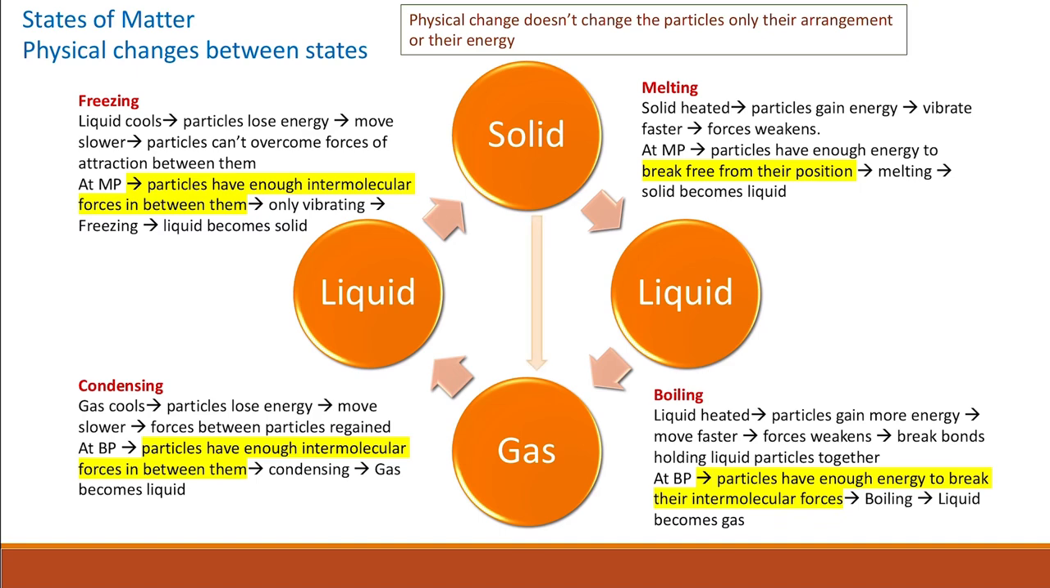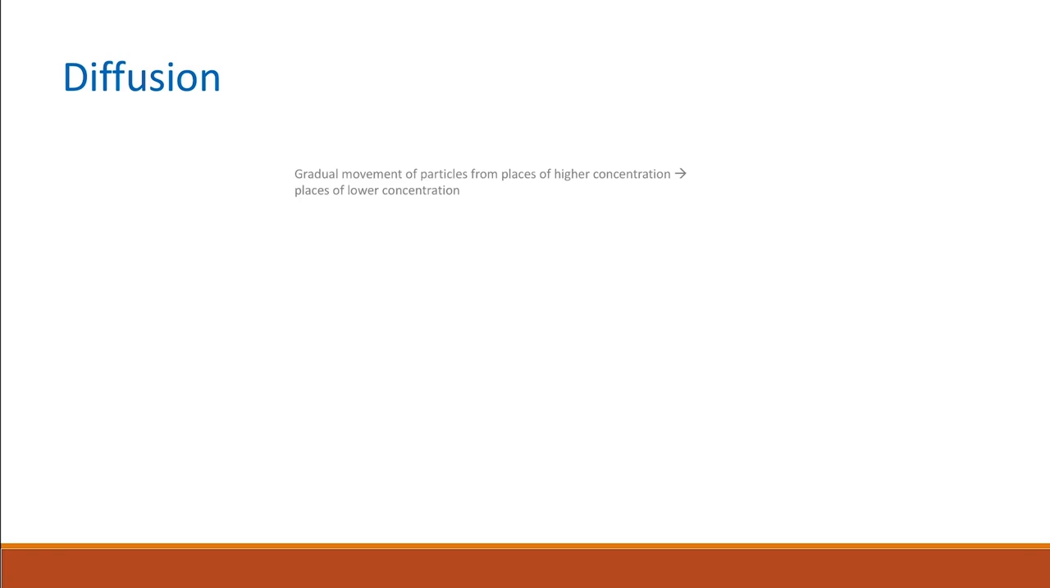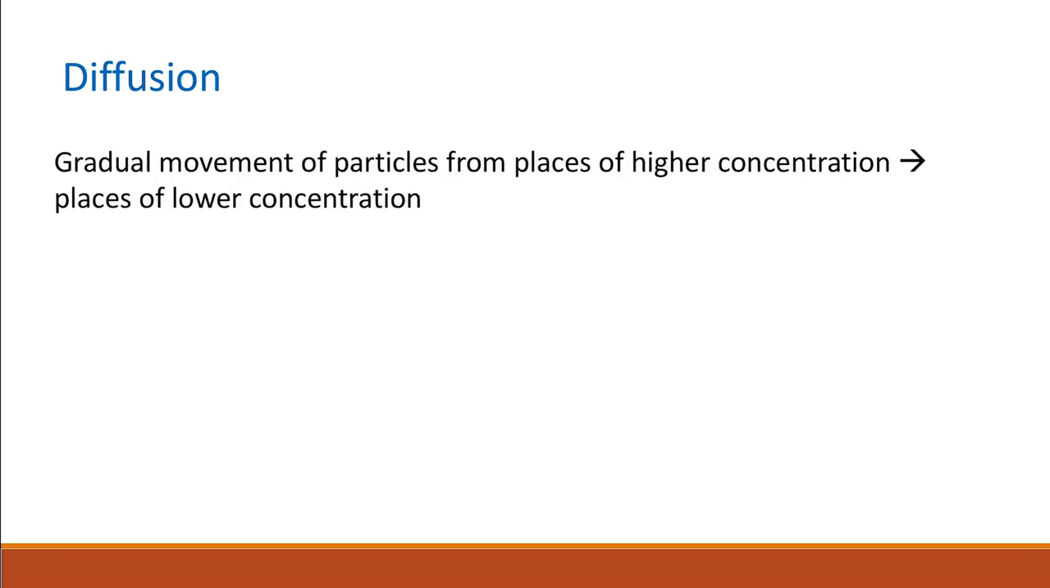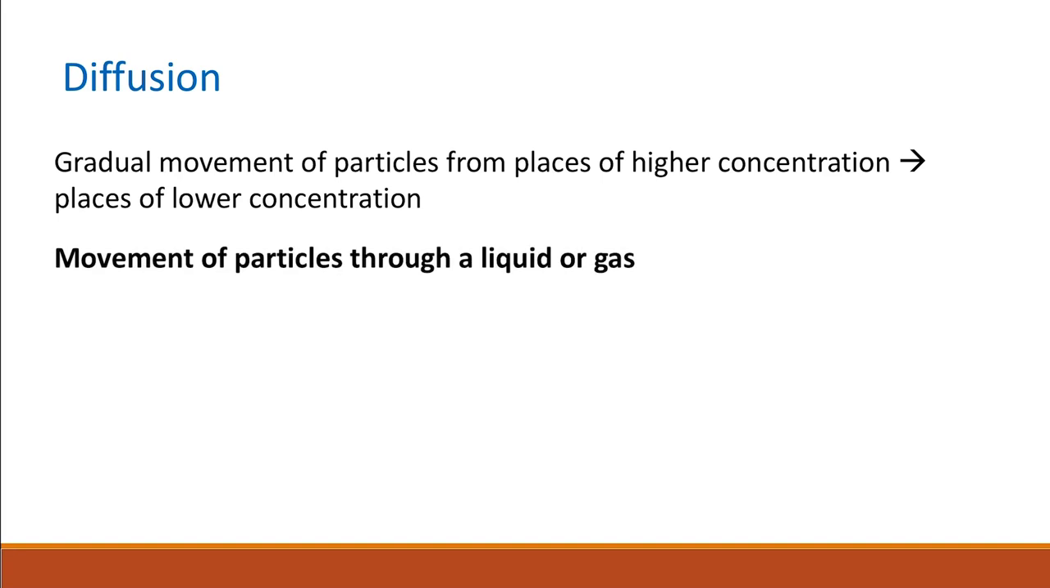The solid can change directly into a gas, and this is called sublimation, and the gas can change directly into the solid, and this is called deposition. Diffusion. Diffusion is the gradual movement of particles from a place of higher concentration to a place of lower concentration. You can see that through the movement of particles through a liquid or a gas.